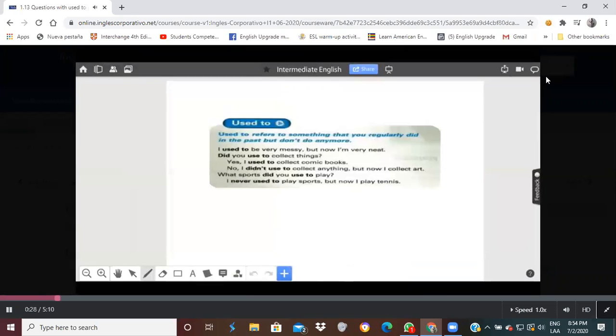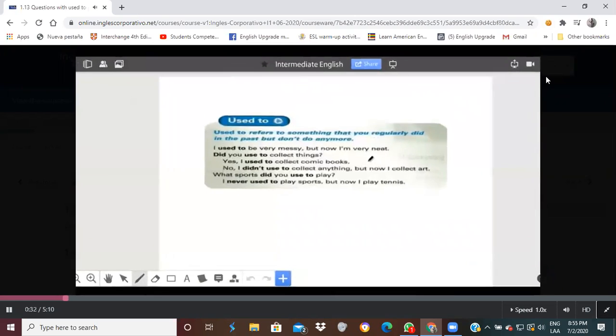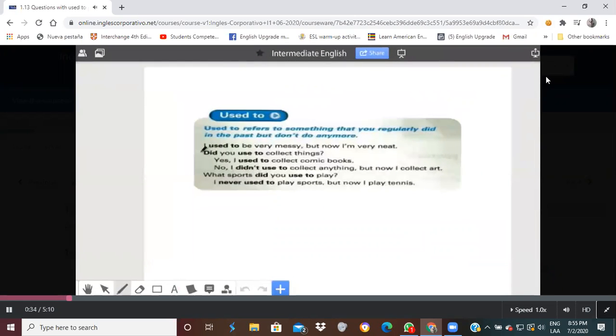As I mentioned previously, what we're going to do in this class is learn how to form questions using used to. We're going to focus on creating yes and no questions, like the one that I'm circling there. Did you use to collect things? That's a yes and no question. And the way to answer that: yes, I used to collect comic books, or no, I didn't use to collect anything. And also we're going to learn how to create those WH questions with used to.